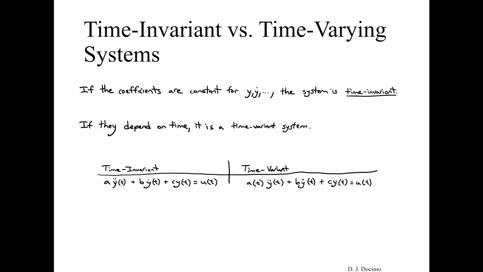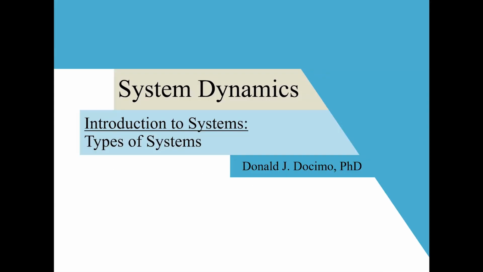So for an example here, comparing two different cases, the one on the left is our time invariant system because A, B, and C are all constant. They do not depend on time. Whereas in the other case, on our right, we have A, which is a function of t. That makes this a time variant or time varying system. And in this case, we still have a linear system. There is no y dot times y or y squared in there. So it is still linear, but it is time varying with respect to the coefficient for y double dot. And that covers our different types of systems.